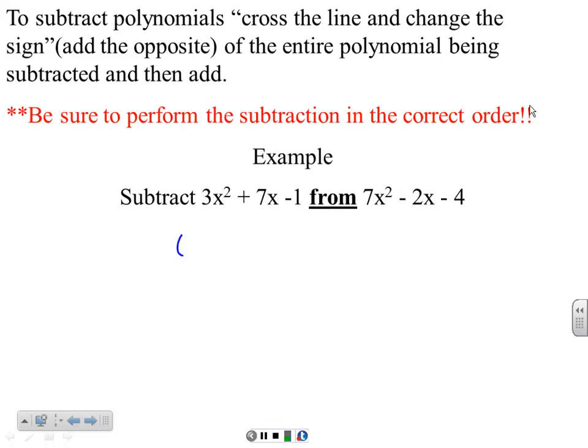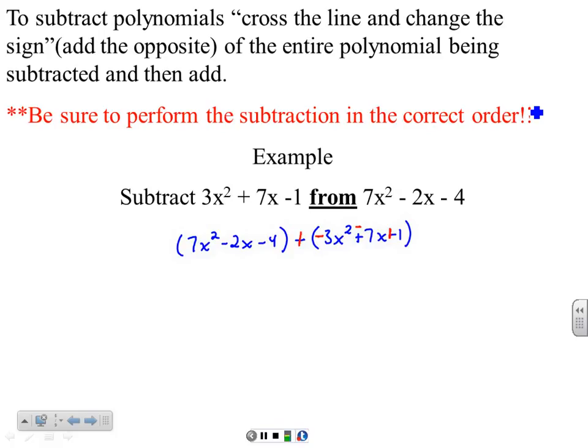So the way to write that is going to be 7x squared minus 2x minus 4 minus 3x squared plus 7x minus 1. Now, cross the line, change the sign, or add the opposite. You can do this if you want to. It's totally not necessary, but what I'm going to do is take the subtraction sign in between, change it to addition, and then take the opposite of everything that follows. And then that just takes me back to addition, and I'm going to combine my like terms.